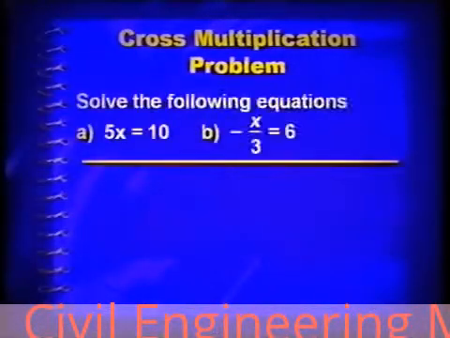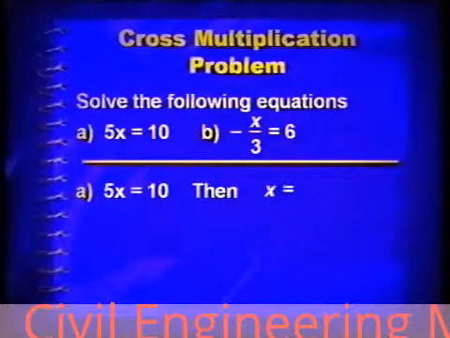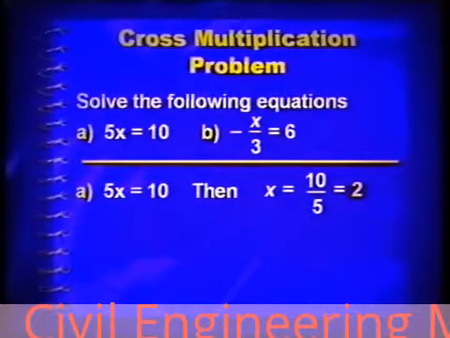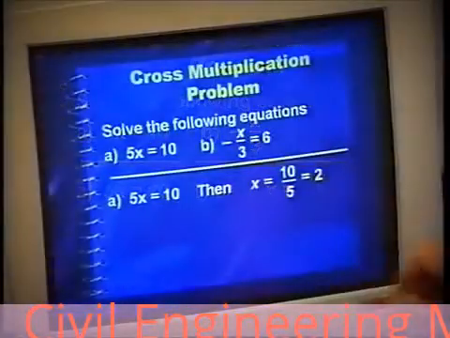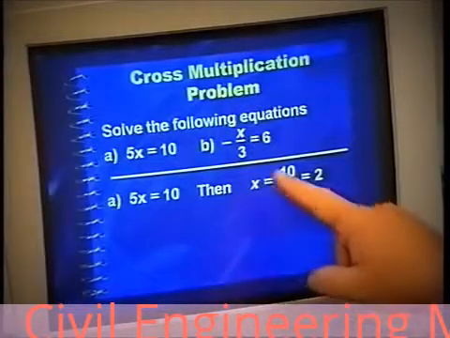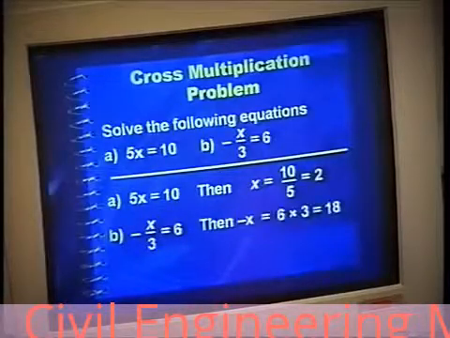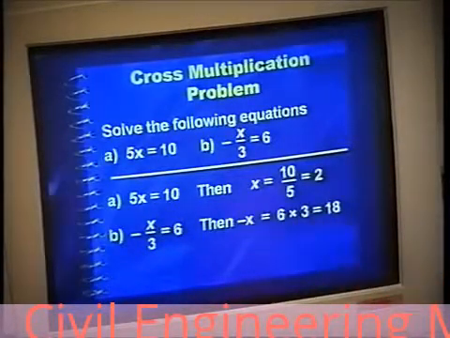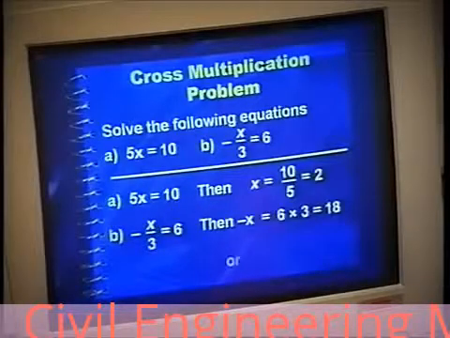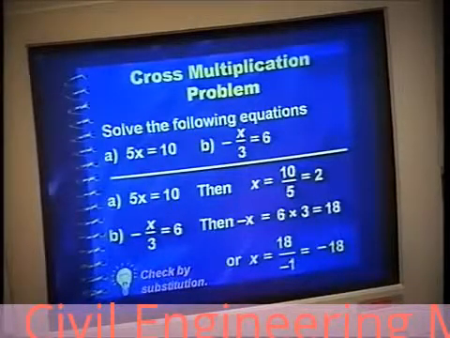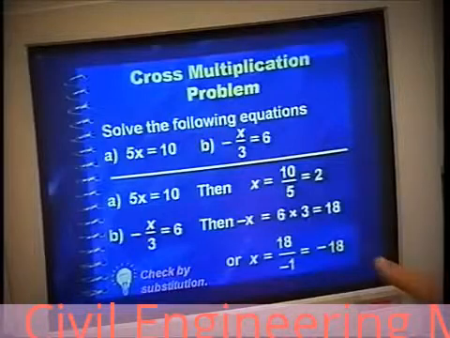Well, as usual, we're going to have some problems on that. Let's have a look. Cross multiplication problem. We've got solve 5x plus 10, and we've got negative x on 3 equals 6. Well, the first problem, we cross the 5 over, and then obviously we get x equals 10 divided by 5 equals 2. For the next problem, we cross the 3 over to make it 18. Slight complication because we're going to get negative x equals 18. We want the answer as x equals, so we change and divide by negative 1 to get negative 18.